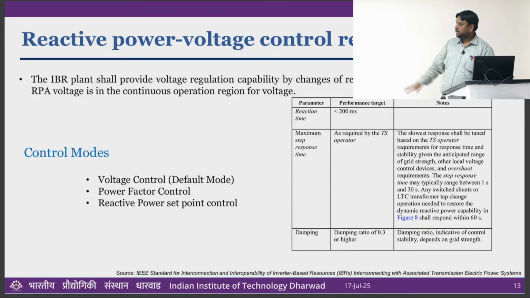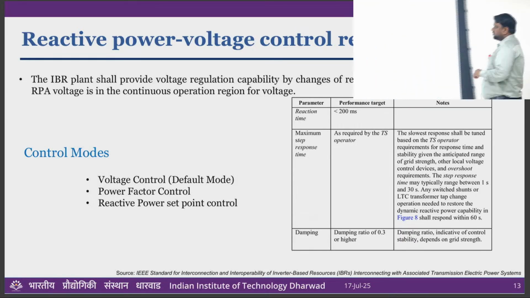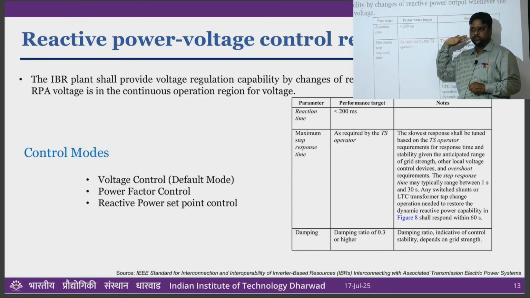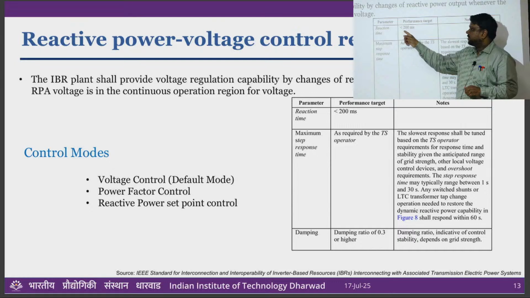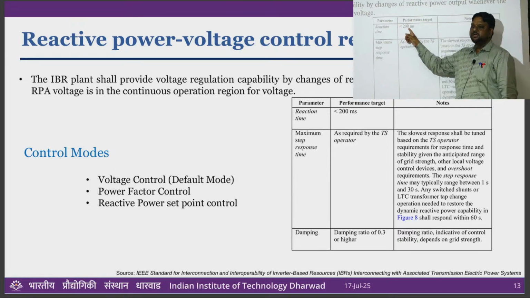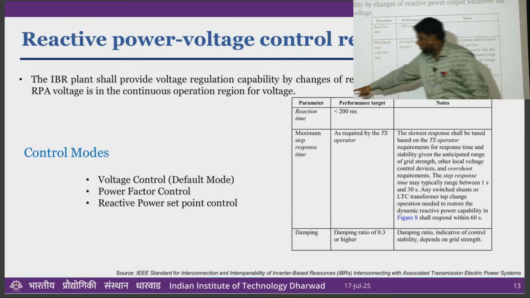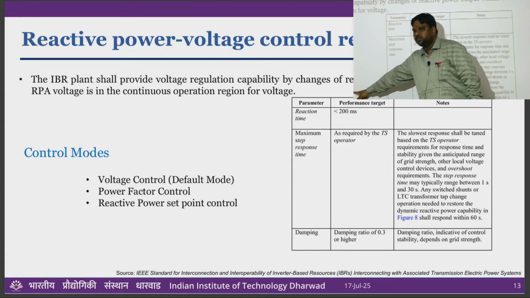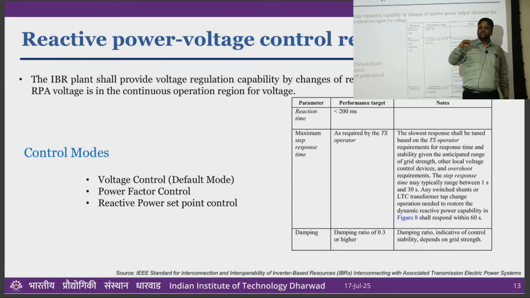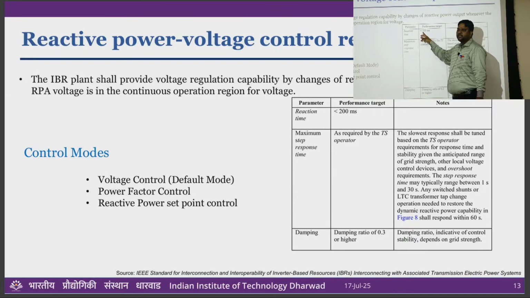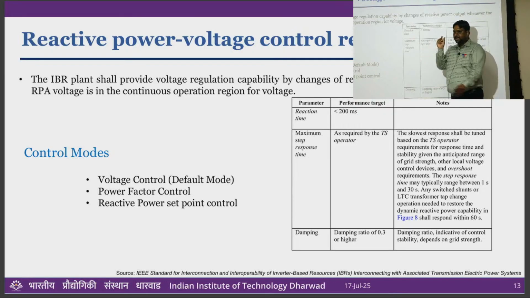Okay. And yes, while doing so, remember they will simply give you these values. But how to measure this, they told you in the graphs. Let's say they told reaction time for all these controls should be 200 milliseconds. Let's say your reactive power set point changes. So reactive power set point change means that a step change happens. So your plant should respond within less than 200 milliseconds. That is your reaction time.